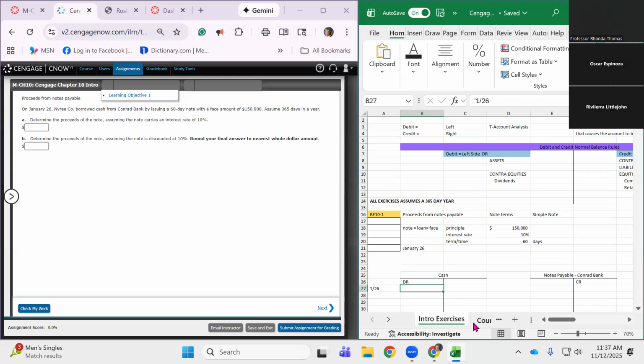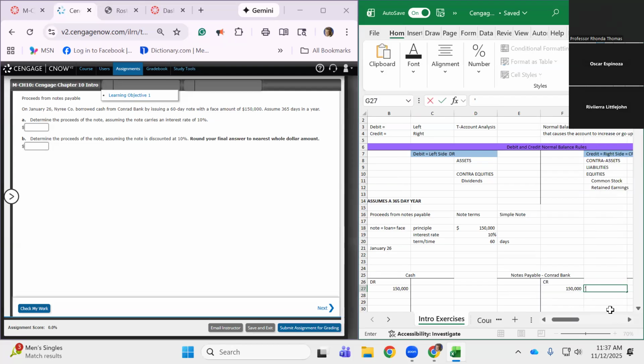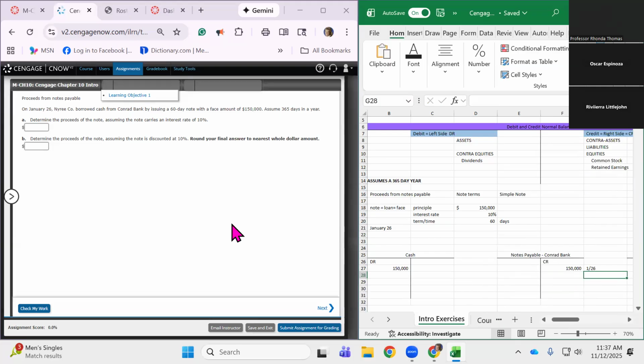Okay, January 26th, here comes $150,000 in cash. We're going to record that. Now, I know they're not asking for a journal entry, but that's what it would look like when you establish the note. So now we've got $150,000 to go do whatever we're going to do for our business, grow our business. But we are paying a 10% interest, right?